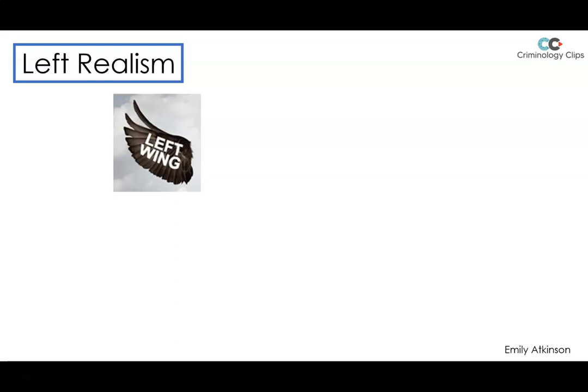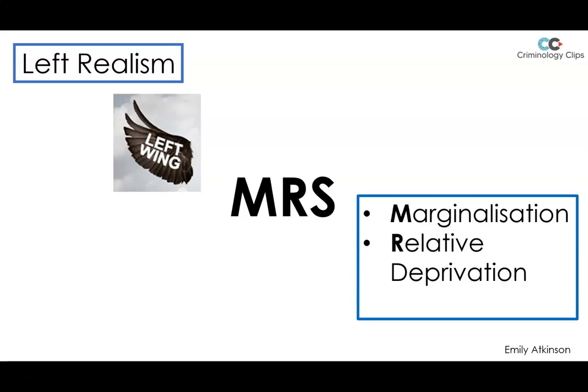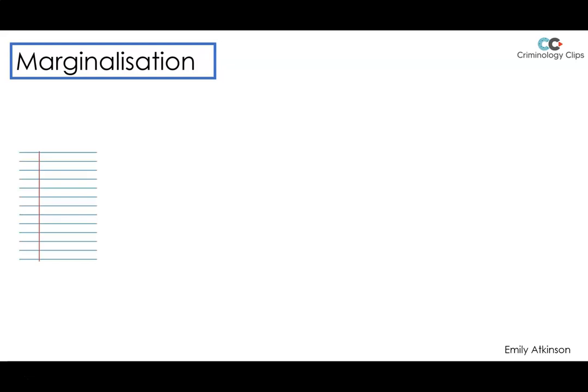And one way to remember this is by using the acronym MISES. And that stands for marginalisation, relative deprivation, and subcultures. So let's have a look at these three individually. Starting with marginalisation. Marginalised groups are those that are on the edge or the margins of society. Just like on this piece of paper, the margin is on the edge. So marginalised groups are those on the edge of society.